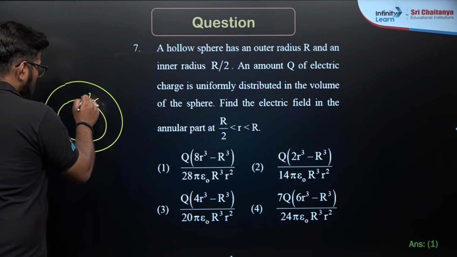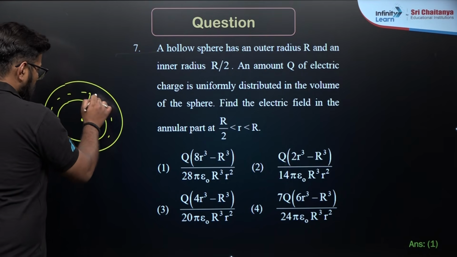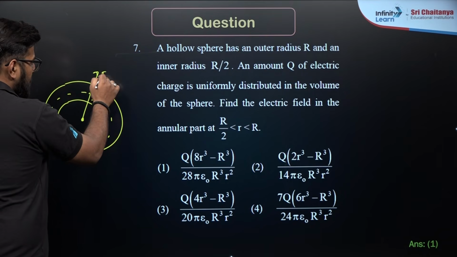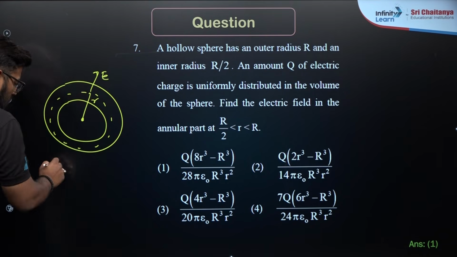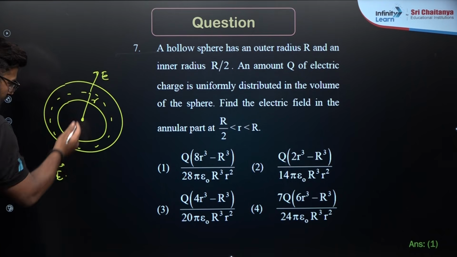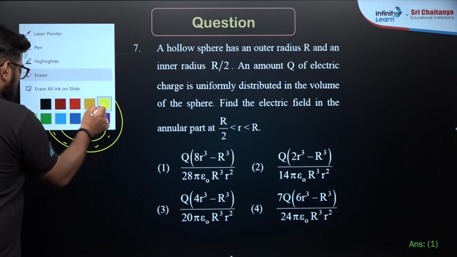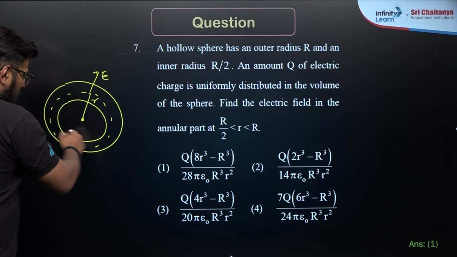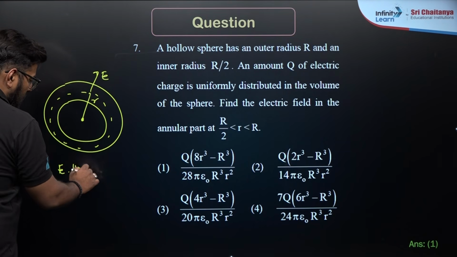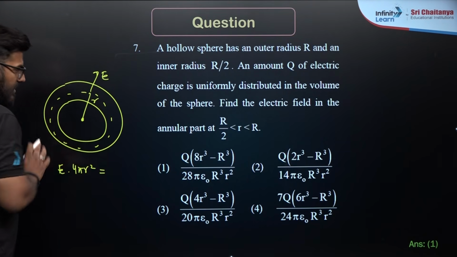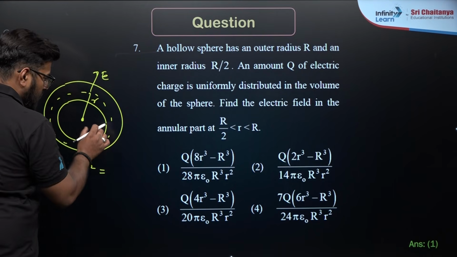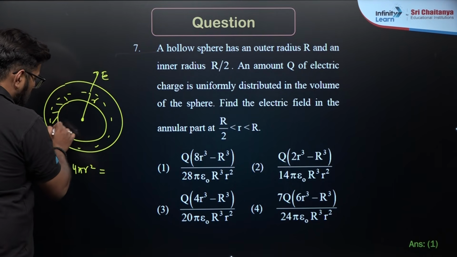take a portion at radius r, draw a Gaussian surface, and whatever is the electric field over here, try to do the integration of E dot dA. The electric field at all points is going to be the same, so E into the total surface area will be 4 pi small r square, correct? And that eventually will be equal to Q enclosed. So Q enclosed is the charge over here.